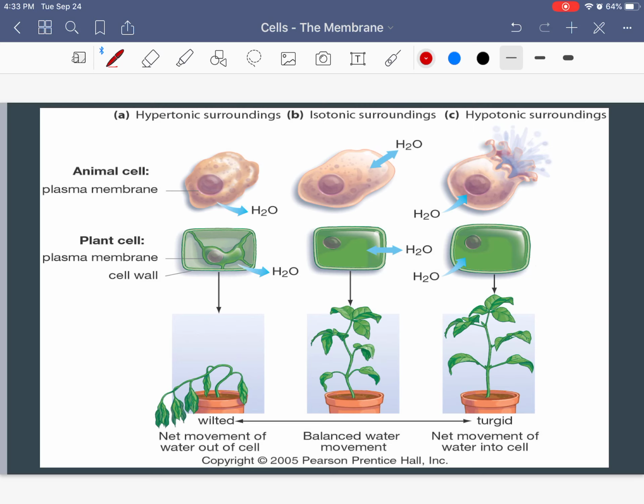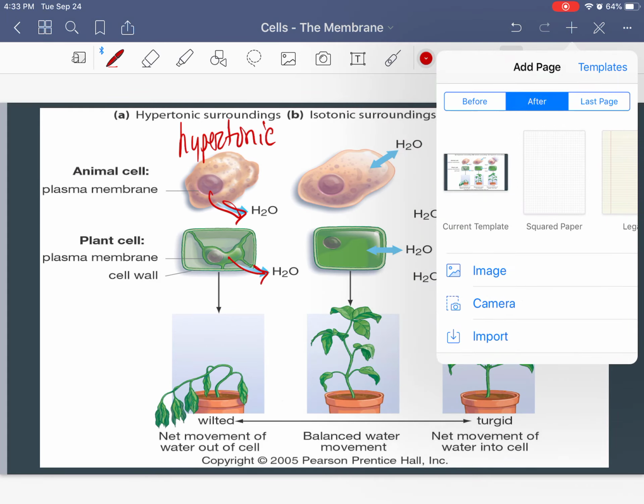So these are diagrams that help illustrate this. Okay, so if an animal cell is placed in a hypertonic solution, that means that there's less water outside than inside. Water is going to leave. All right, and you can see water is leaving that plant, and the plant is wilted. So let's just diagram hypertonic solution real quick.